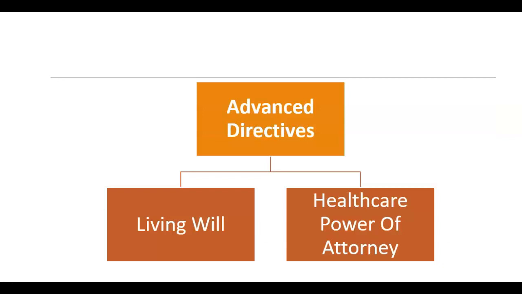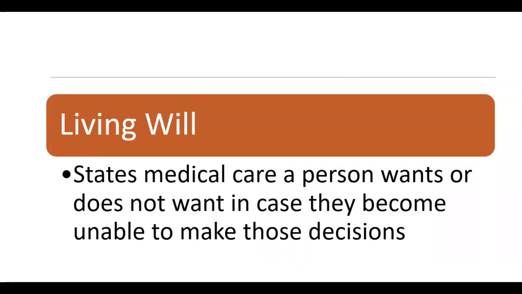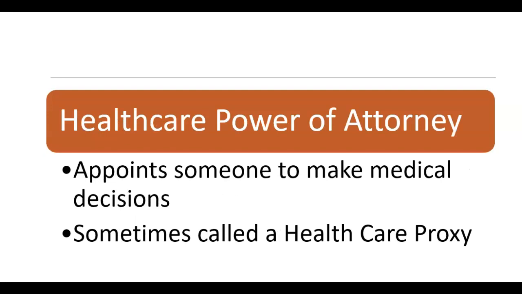So for advance directives, there are 2 main types. We have a living will, and then there is a healthcare power of attorney. A living will, the patient or resident fills out themselves. It states the medical care a person wants or does not want in case they become unable to make those decisions. A healthcare power of attorney appoints someone to make medical decisions for them, and sometimes this is referred to as a healthcare proxy. There are different power of attorneys. You can be power of attorney over finances, or over an estate, things like that, but make sure it says power of attorney over healthcare.